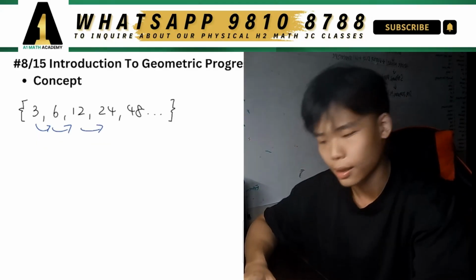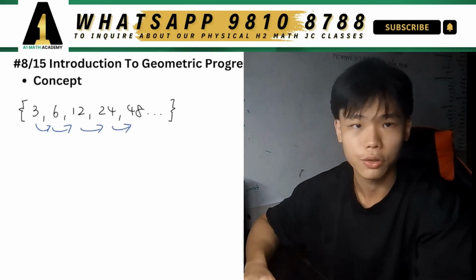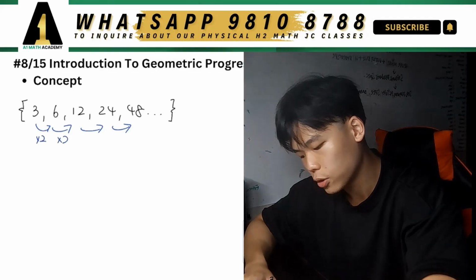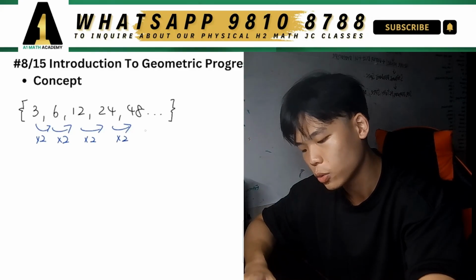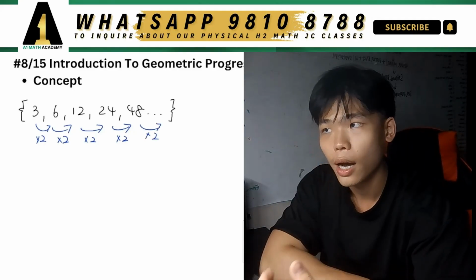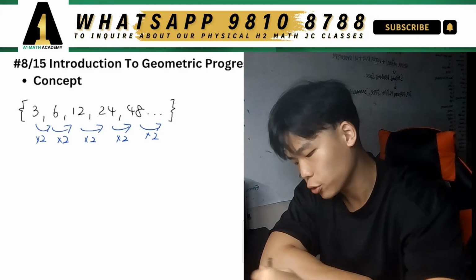So actually, the relationship between each term is no longer a constant difference, but rather it's a multiple. From here to here you times 2, from here times 2, from here times 2, and then from here times 2, and you just keep on timesing 2 forward. So how do we derive the general formula for this? I'm just going to show it to you over here.